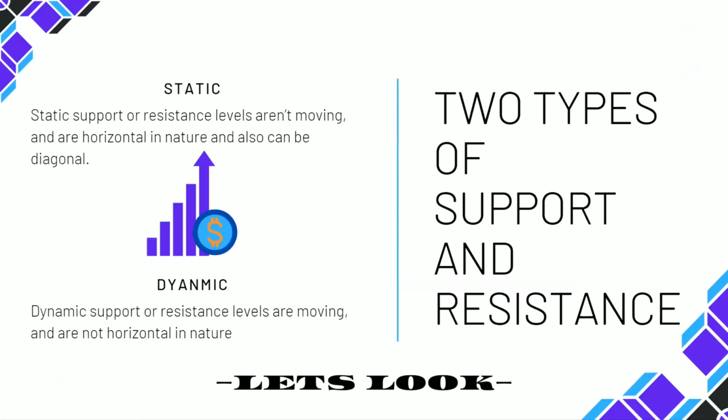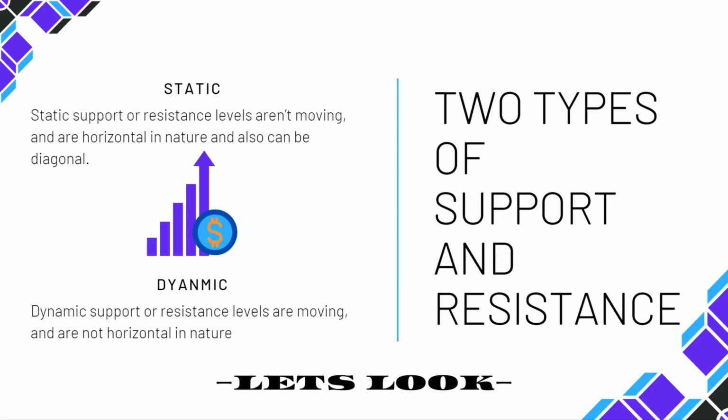So there are two types of support and resistance. We have static support and static resistance, and we have dynamic support and dynamic resistance. Static support or resistance levels aren't moving levels and are horizontal in nature, and can also be diagonal. We'll go over the different looks of static support and resistance. Dynamic support and resistance are levels that are moving.